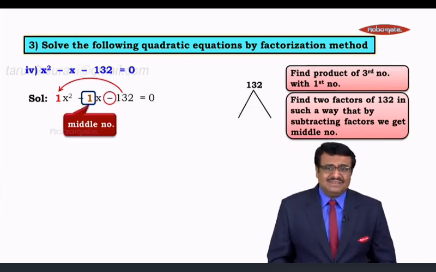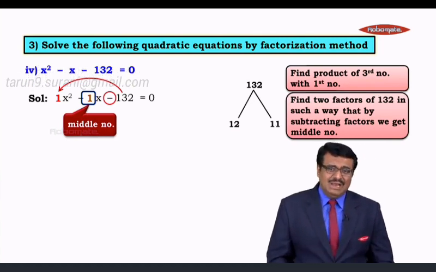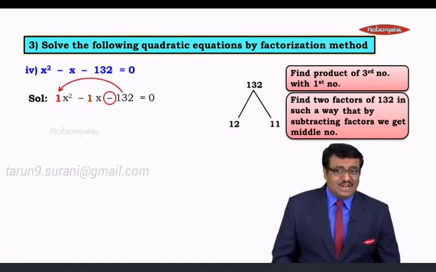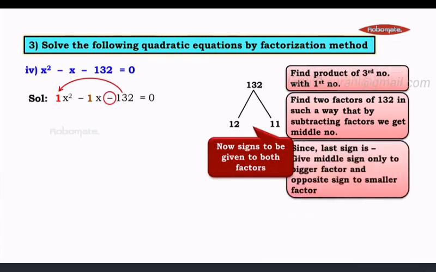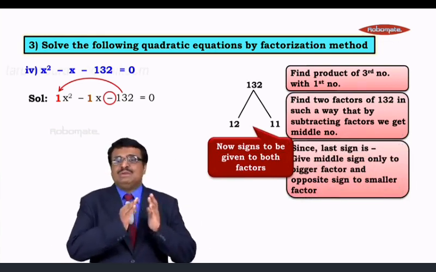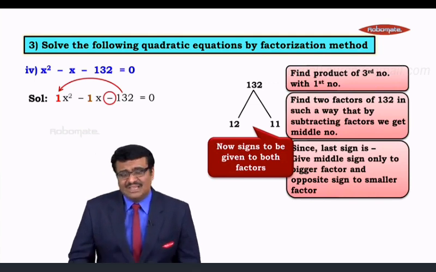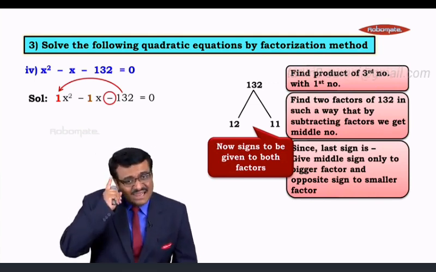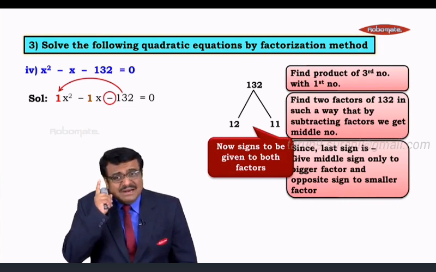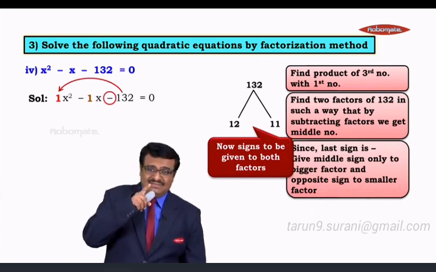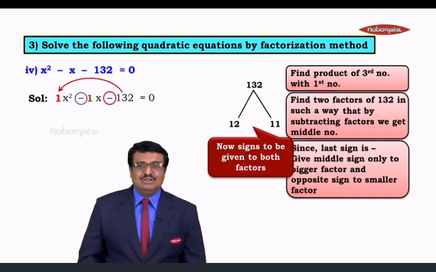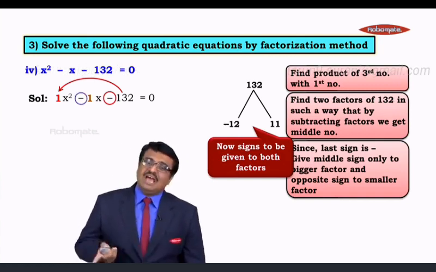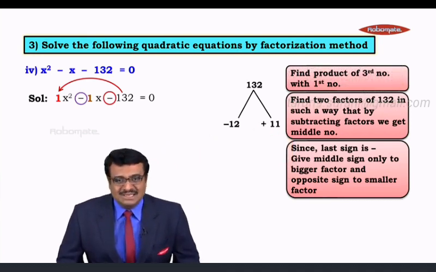The next factor is, suppose we say 12 into 11 is 132. And 12 and 11, when you subtract, will you get that 1? Yes. So what are the factors? 12 and 11 are the factors. Now signs to be given to both the factors. What sign to be given? When the last sign is minus, remember, give the middle sign only to the bigger factor and opposite sign to the smaller factor. So what is the middle sign? Middle sign is minus. Give it to the bigger factor, so it becomes minus 12, and opposite sign to the smaller factor means it becomes plus 11.